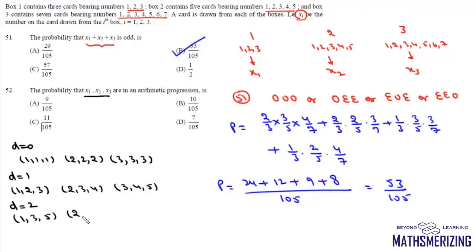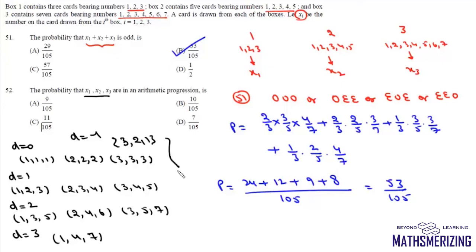If we take common difference of 2, then we'll have 1, 3, 5, 2, 4, 6, 3, 5, 7. And if we consider common difference of 3, then we'll have 1, 4 and 7. Now d equal to 4 is not possible. Now there is one more case when the value of d is -1, and there we can have 3, 2 and 1. So these are the possible cases for an AP.